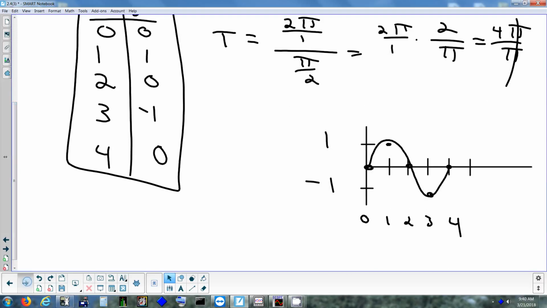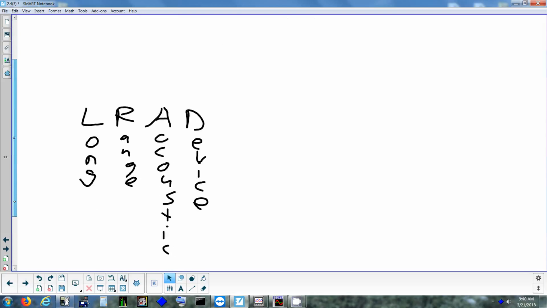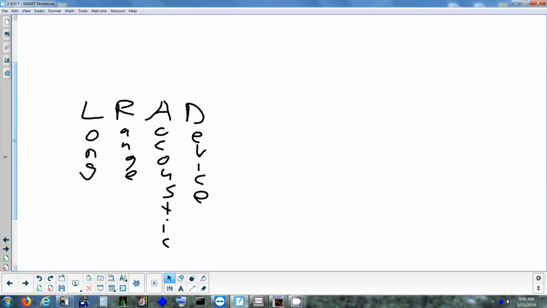All right. So let's take a look at just a couple different things with sound. The first one I want to show you, I can't demonstrate it, so I have a video for it. It's called an LRAD. Has anyone ever heard of that before? LRAD? It stands for Long Range Acoustic Device. And basically what it is, it's like a spotlight for sound.